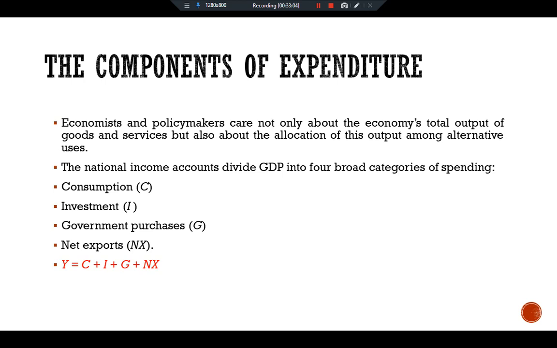So this is all about measuring the value of economic activity with the help of gross domestic product, and we also discussed measuring the value of economic activity with the components of expenditure method.